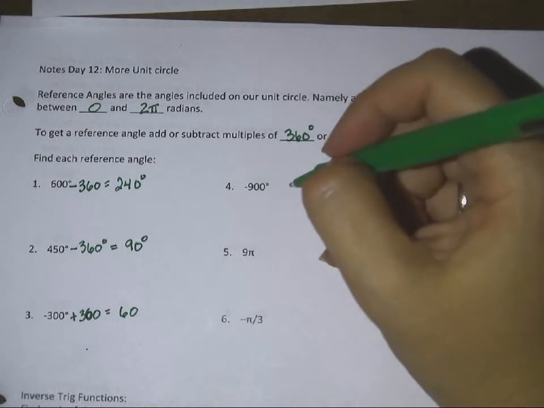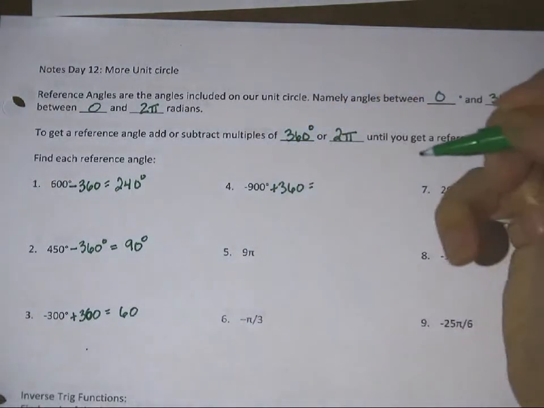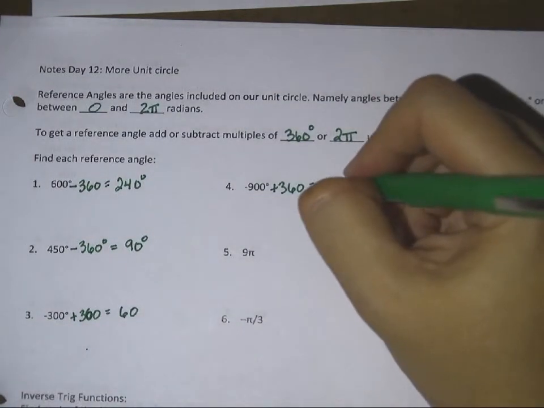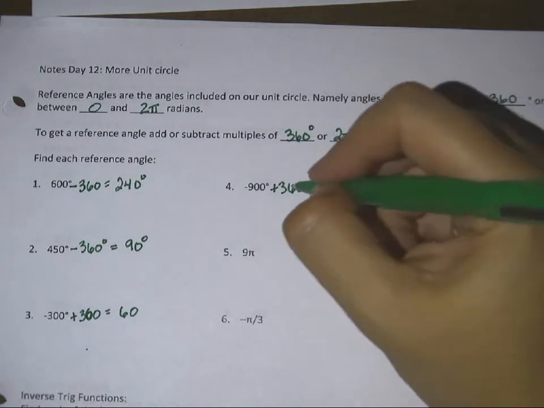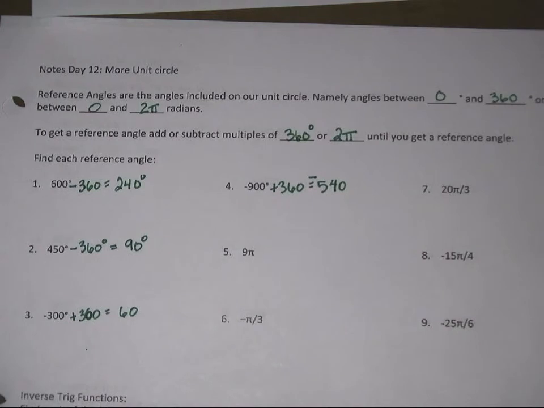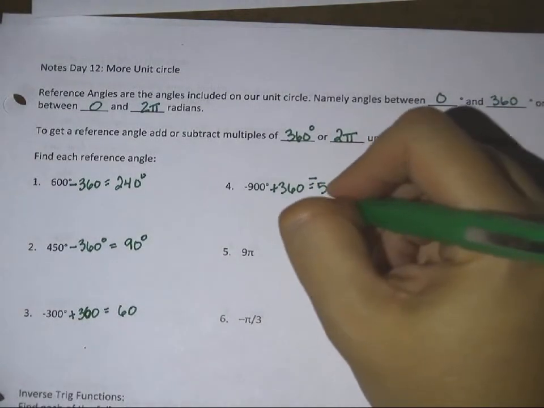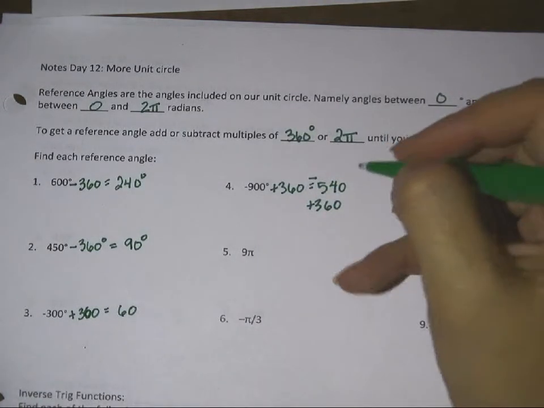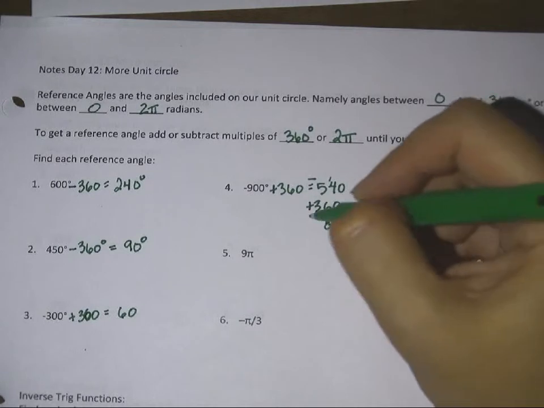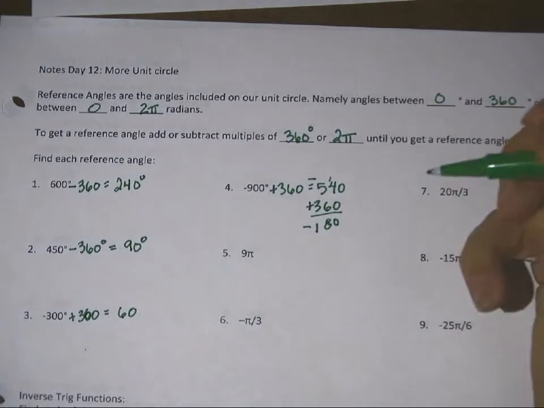Okay, negative 900. Well, when I add 360, I get -540. But that's still smaller than 360, so I'm going to add 360 again. When I add 360 again, let's see, 14, that's 80. Take 1 from there, that's 4, 180, -180.